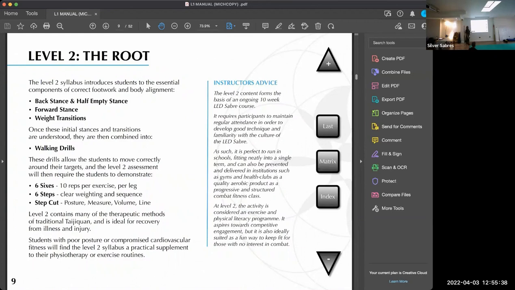I love this stuff. It's such a nicer way of living, right? As such, it is perfect to run in schools, fitting neatly into a single term, and can also be presented and delivered in institutions such as gyms and health clubs as a quality aerobic product, as a progressive and structured combat fitness class, also known as Sabre Burn, right? Sabre Burn is the gym product.